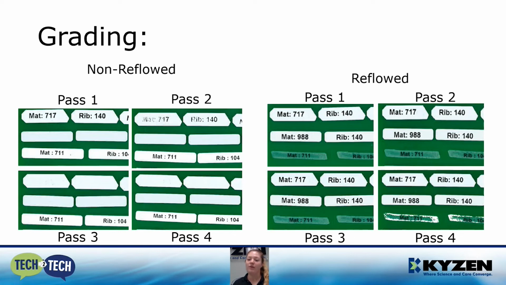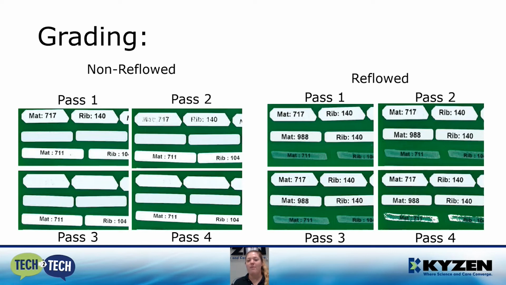Then looking at the reflowed, and signifying why we do this in both conditions, you can see that the MAT 717 or 711 that passed in a non-reflowed condition isn't meant to be reflowed. So that would be documented within our compatibility results, that this is a label that should be applied after going through a reflow process.